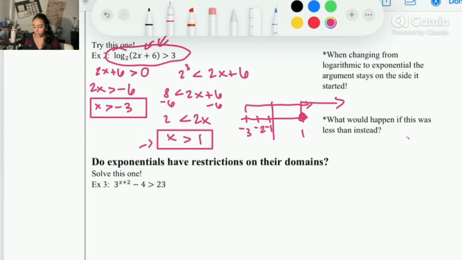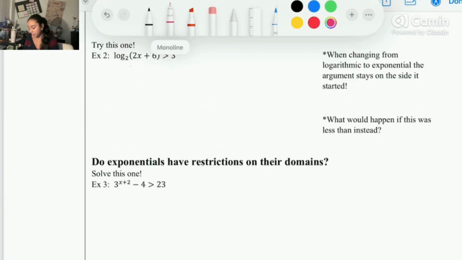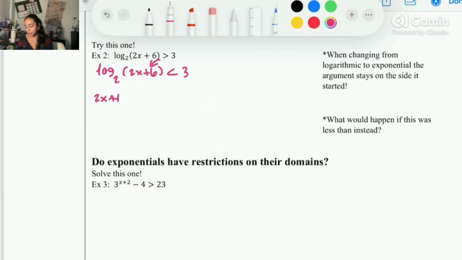Now, we also have the situation here, what would happen if this was less than instead? So I'm going to erase all of this just so it's easier to see. So this is just saying log base 2 of 2x plus 6 is less than 3. So we're still going to have that same inequality of x has to be greater than negative 3, because again, no matter what, whatever's inside the parentheses cannot be negative. So again, 2x plus 6 is greater than 0, 2x is greater than negative 6, x is greater than negative 3.